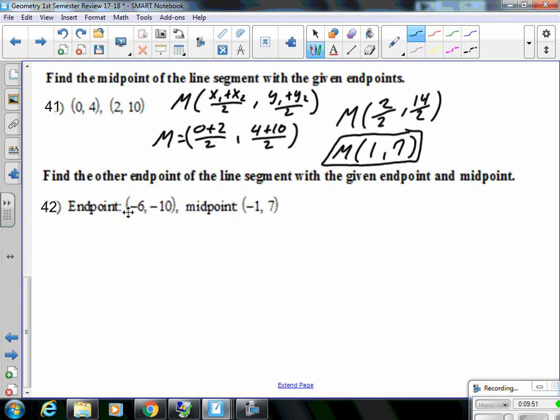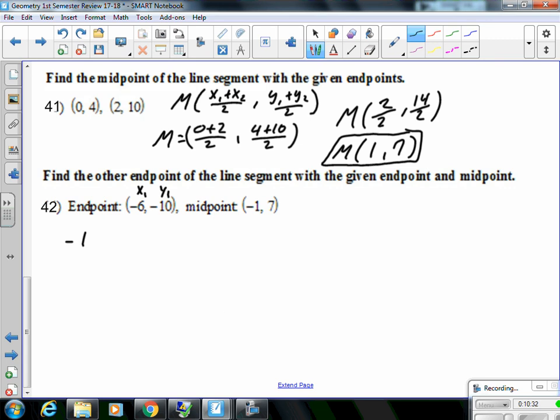All right. This next one is one of the more complicated ones on the test. Find the other endpoint of the line segment with the given endpoint and midpoint. So in this case, they're giving us the midpoint, and we're trying to find one of the endpoints. Each one of these values in the midpoint is representative of one of these parts of the midpoint formula. Right? So -1 is equal to x1 plus x2 divided by 2. 7 is equal to y1 plus y2 divided by 2. So we're going to call this endpoint they gave us x1, y1.